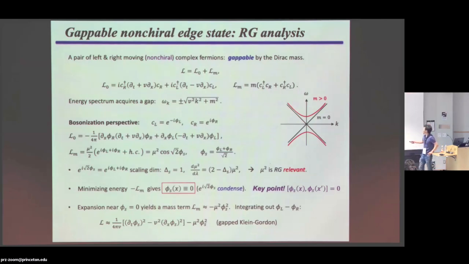Here I'm still showing an integer example. If you recall, I consider a complex fermion moving to the right and another moving to the left, and we know the mass term can gap it. On both sides of the picture, the mass term maps to this cosine phi term, the vertex operator. By scaling dimension counting, it's relevant, so at low energy, its energy dominates.